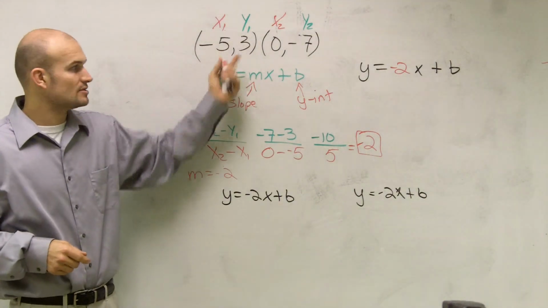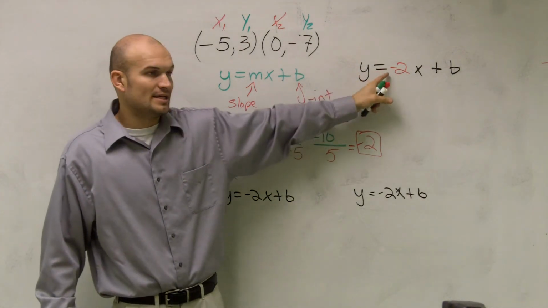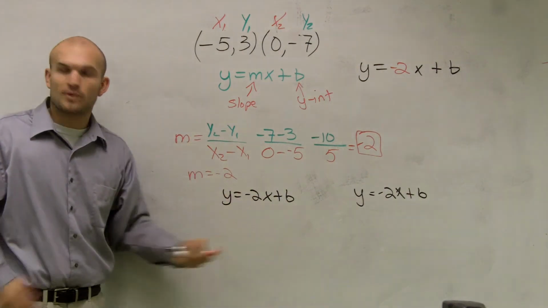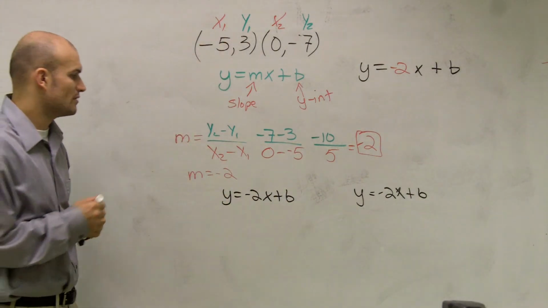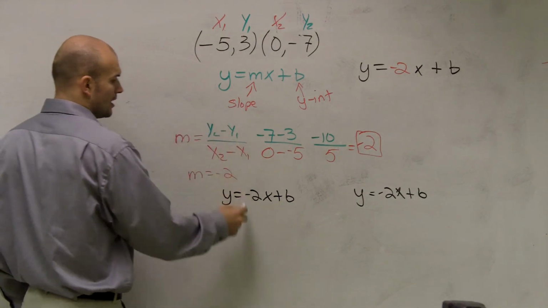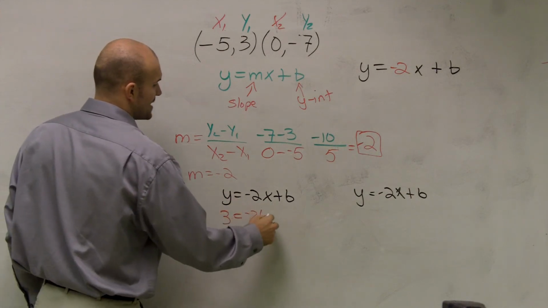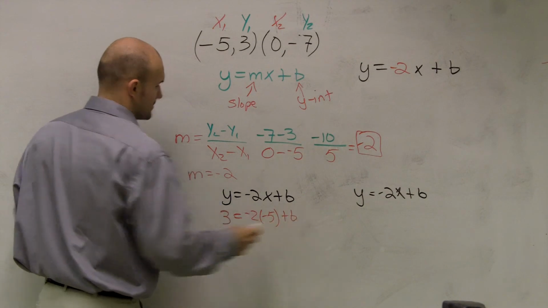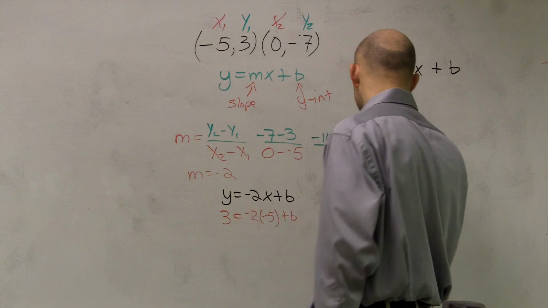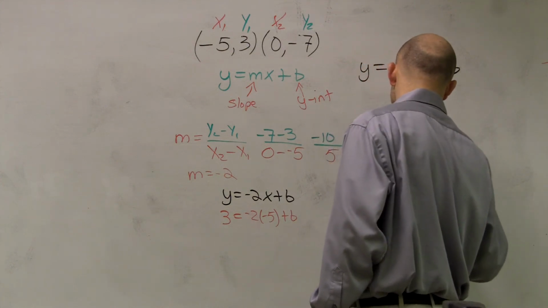So take one of your points. You found your slope, right? Whatever your slope is, put it into your equation: y equals the slope you found times x plus b. Then let's rewrite it and plug in one of our points. Let's plug in x1, y1. So I'll plug in 3 equals, I'm sorry, my slope is negative 2, negative 2 times negative 5 plus b. Or you could have chosen your other point. My other point was negative 7 equals negative 2 times 0 plus b.